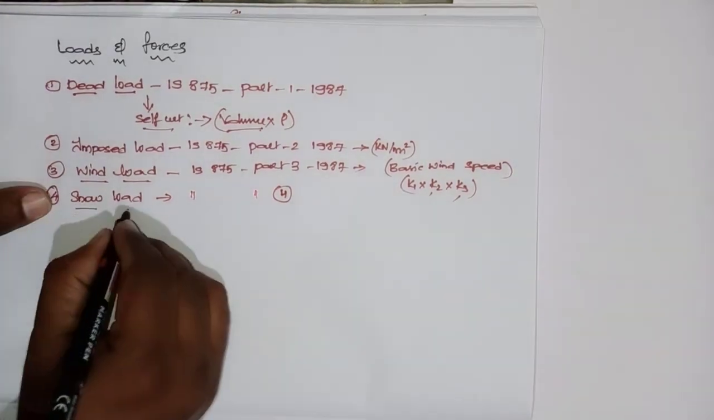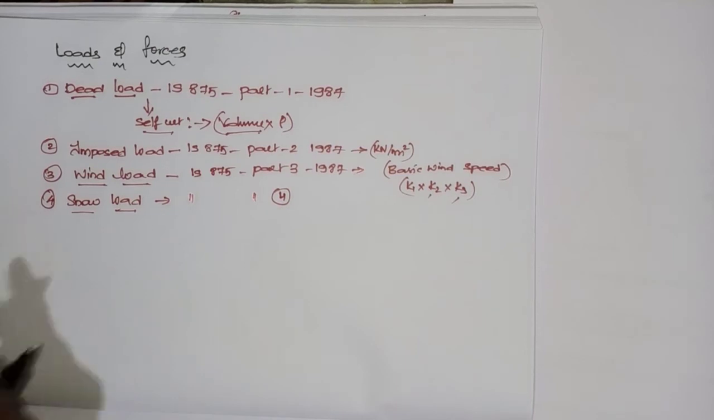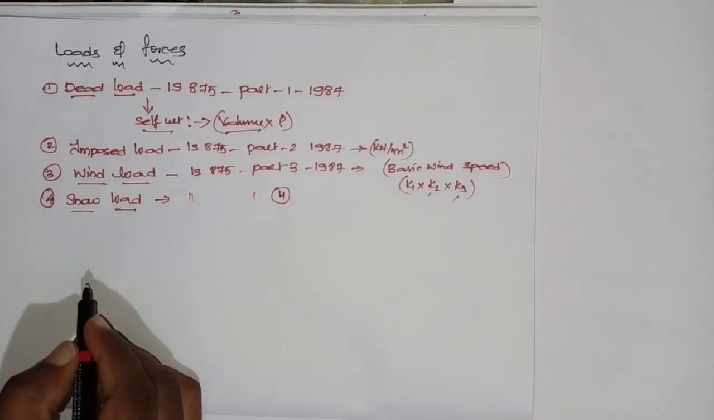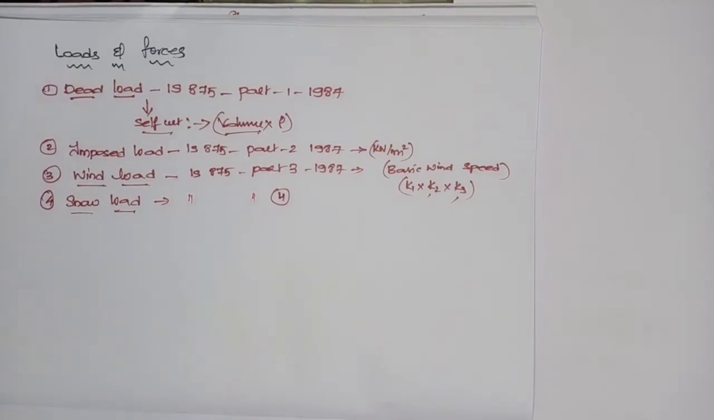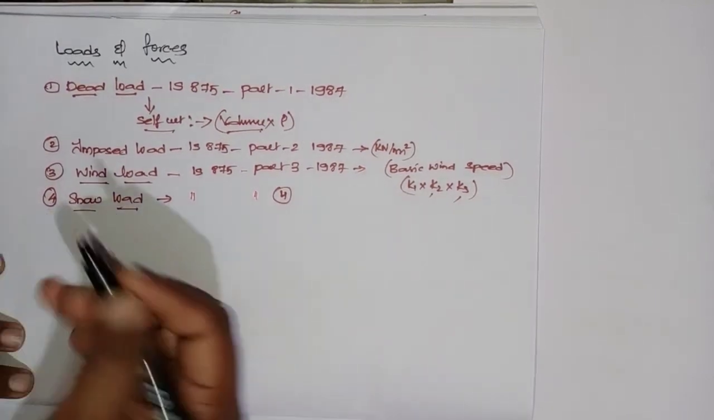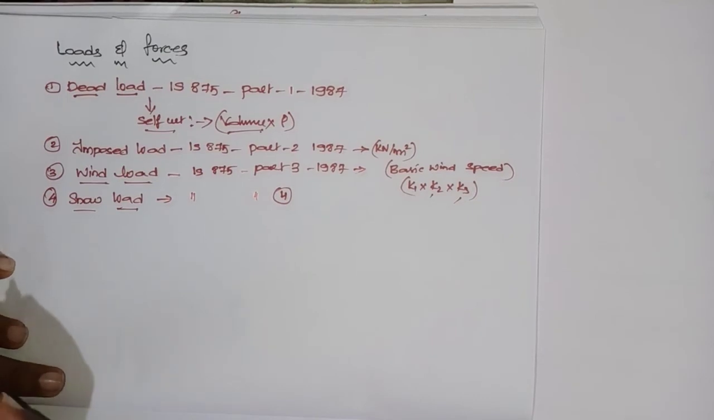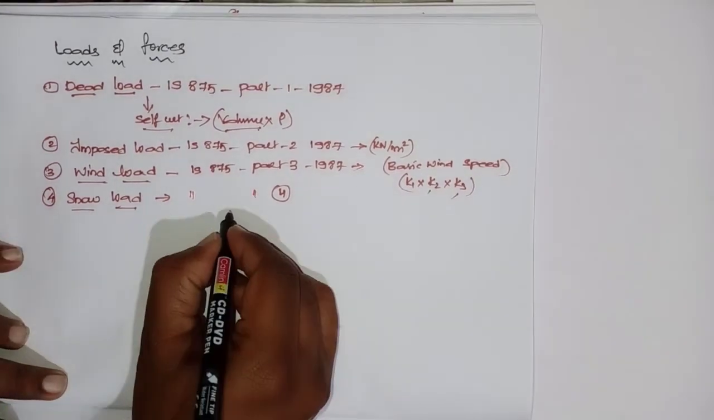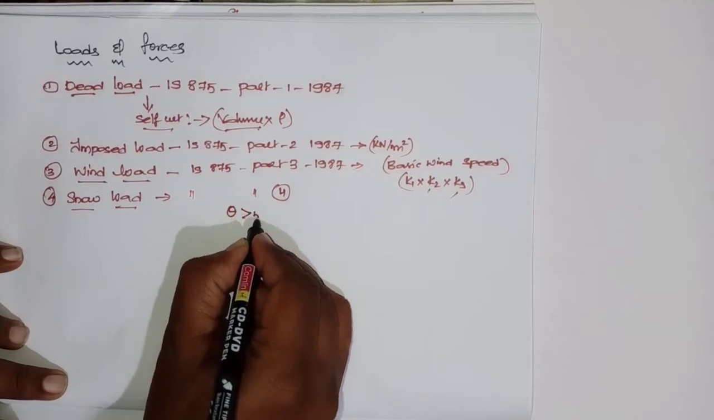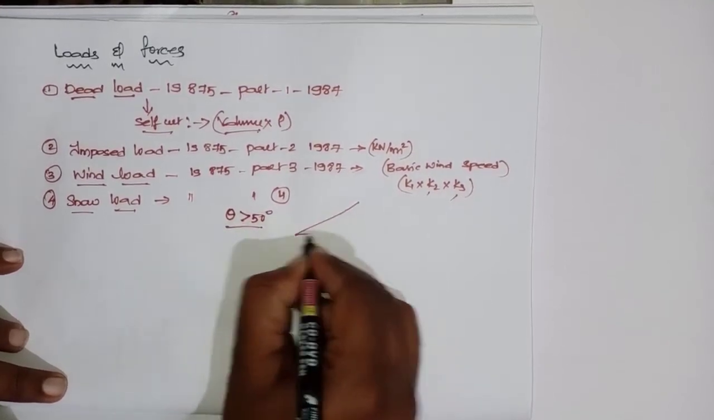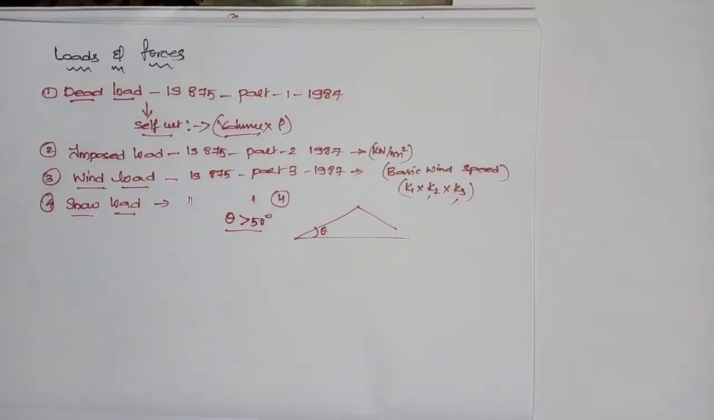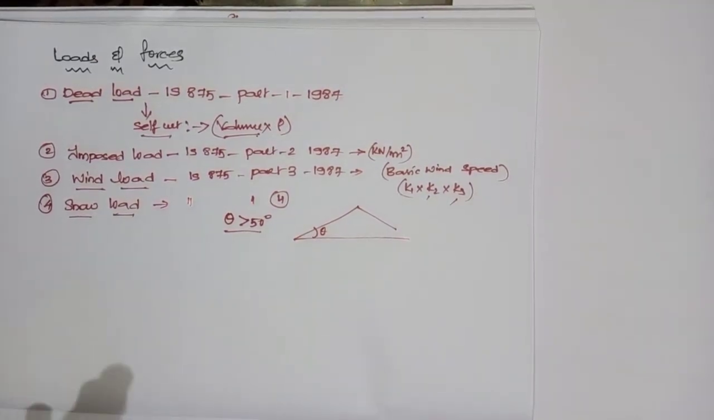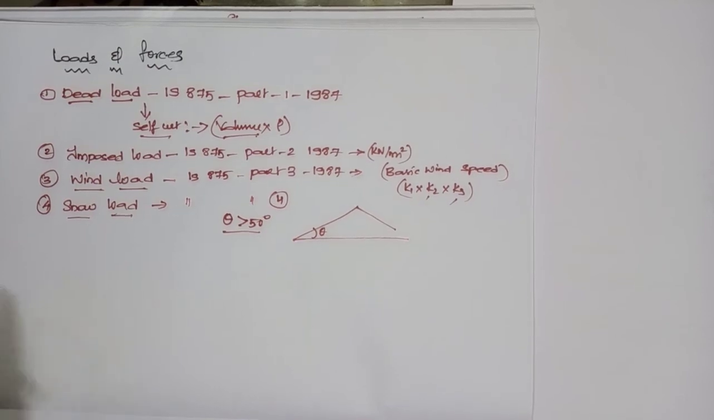This is to be considered where you are going to construct the structure, and it has to be taken based upon the slope of a roof. Suppose the slope of a roof, theta, is exceeding 50 degrees, then you can neglect the snow load, because with so much slope, the snow can be washed away, right?